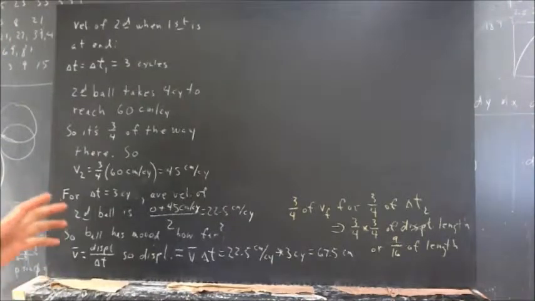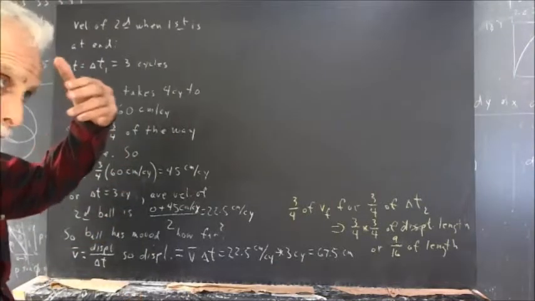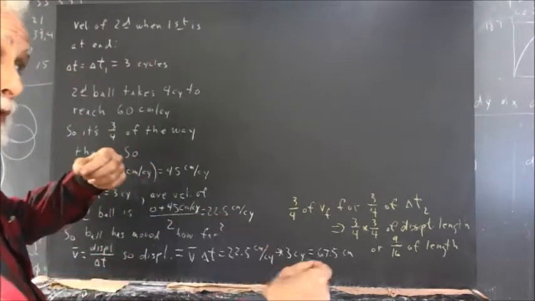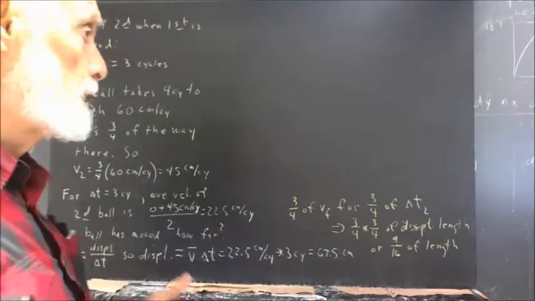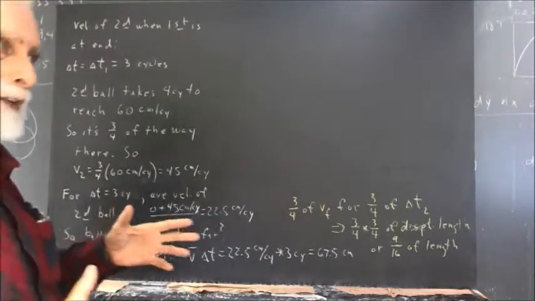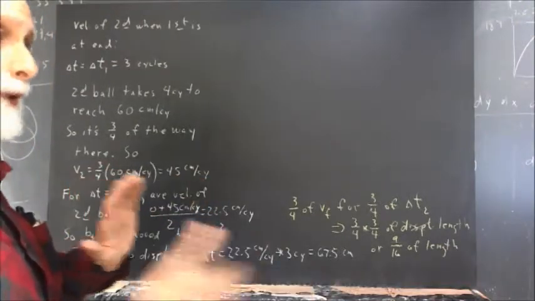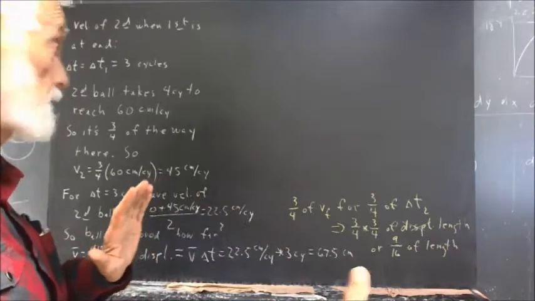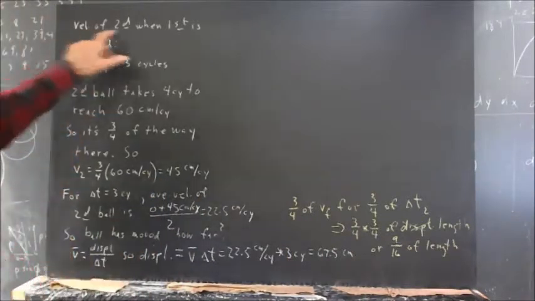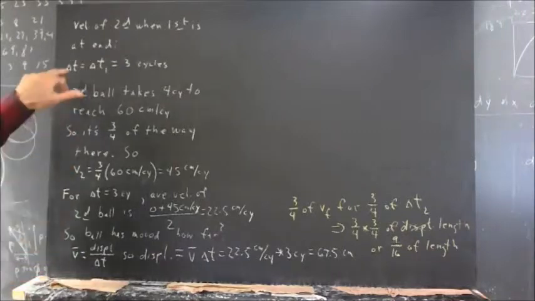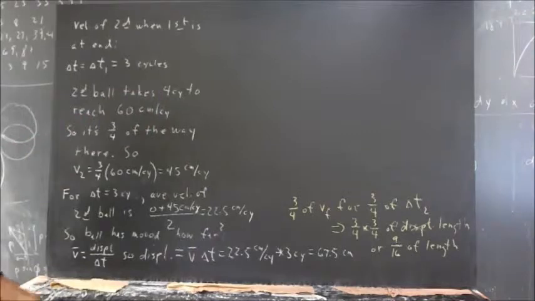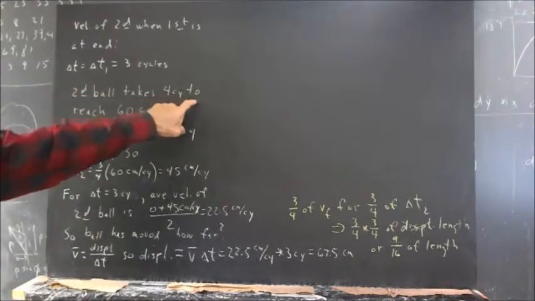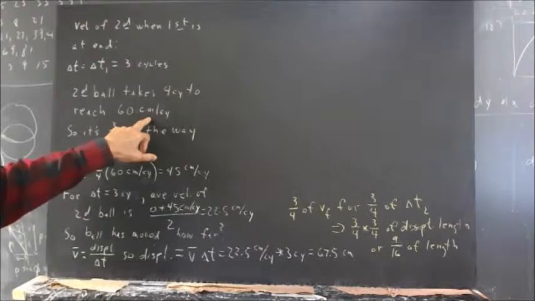Okay, now we're going to answer the question: from the time between the release and the first ball reaching the end, what's the average velocity of the second ball? Now you want to think for a minute. The second ball hasn't reached the end of its ramp, so it hasn't had time to reach its final velocity. Well, the velocity of the second when the first is at the end, the time interval equals delta t1, which is 3 cycles. So the second ball requires 4 cycles to reach the 60 centimeter per cycle final velocity.